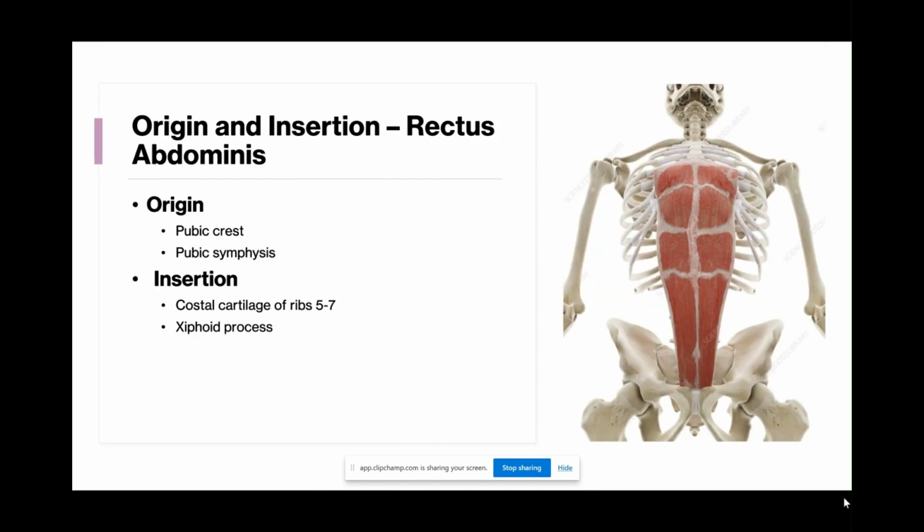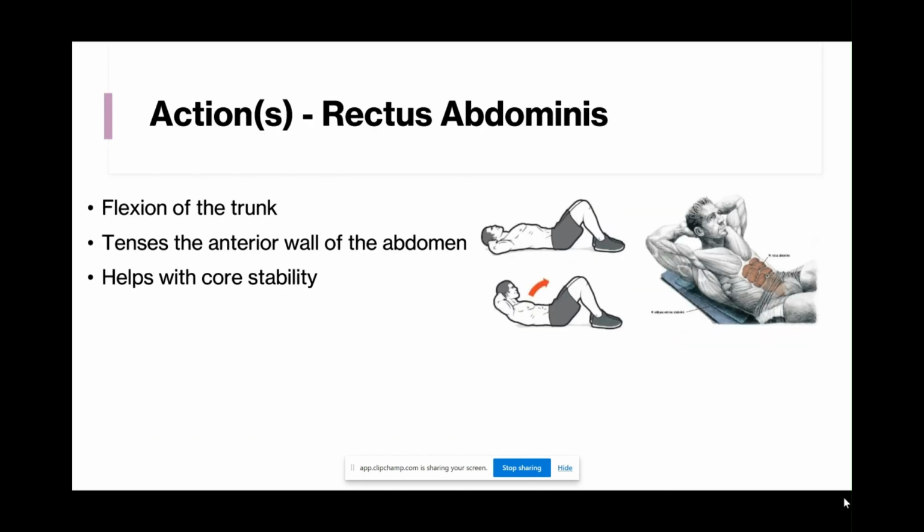Next, we have the rectus abdominis. There are 2 points of origin for the rectus abdominis, the pubic crest and the pubic symphysis. Both are attached by 2 tendons. One tendon attaches to the pubic crest, and one tendon attaches to the pubic symphysis. There are also 2 points of insertion for the rectus abdominis. First, we have the costal cartilage of ribs 5 through 7, as well as the xiphoid process.